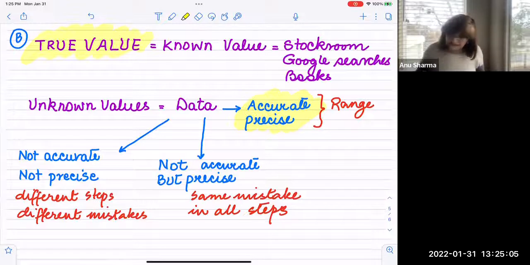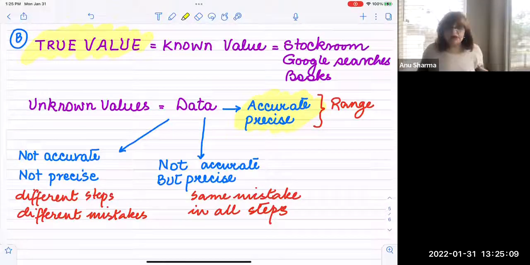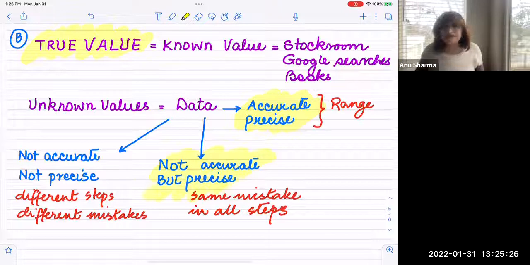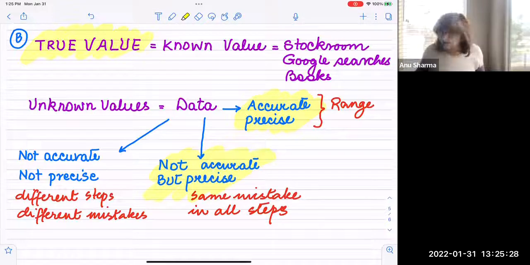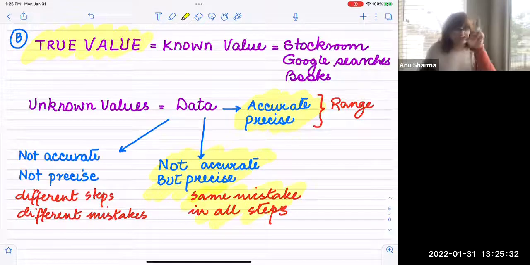But next, if you have a value that is not close to the true value, you did trial 1, trial 2, trial 3, and you get more or less the same results, but they do not match the true value, what does this mean? This means that your data is not accurate, but it is precise. It means that you have made the same mistakes in all the steps. So you need to figure that out.